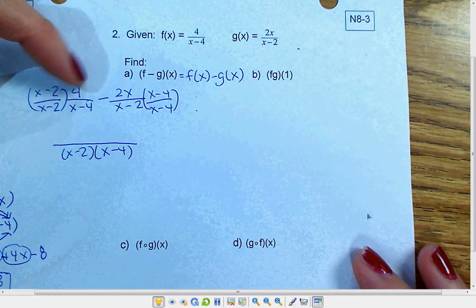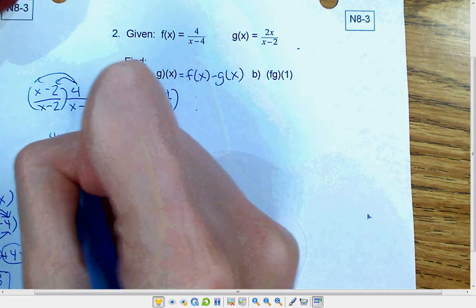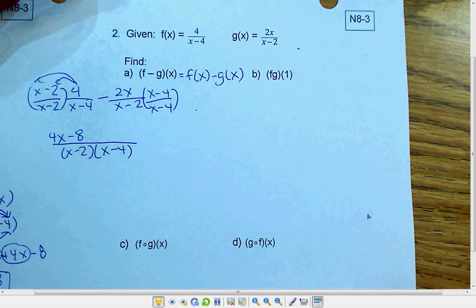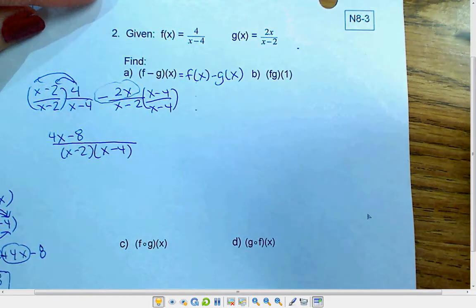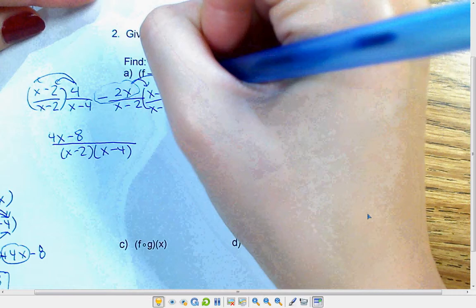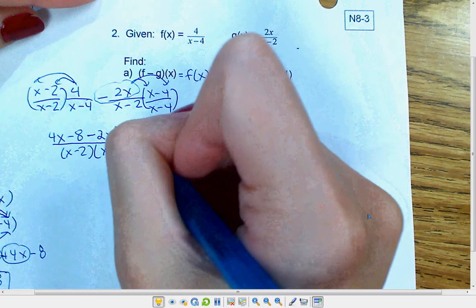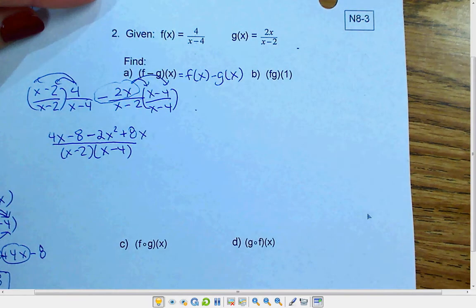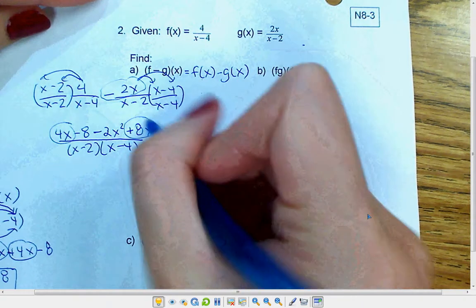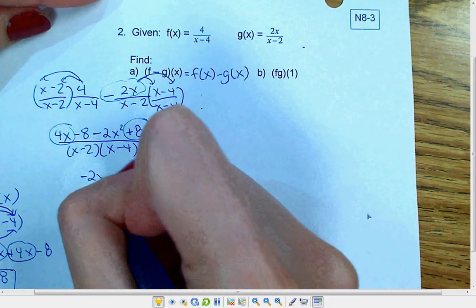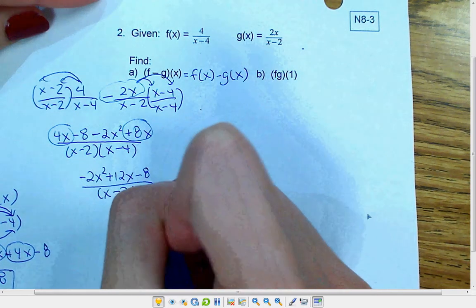And now we can distribute our numerator. So we have a 4 times x, 4 times negative 2. So this is a 4x minus 8. And we also have, be careful here, this is a negative 2x. So we have a negative 2x squared, and then negative 2x times negative 4 is a positive 8x. So let's combine like terms. We have this 4x and a positive 8x. So I'm going to rewrite this. I have a negative 2x squared plus 12x minus 8 over our denominator.